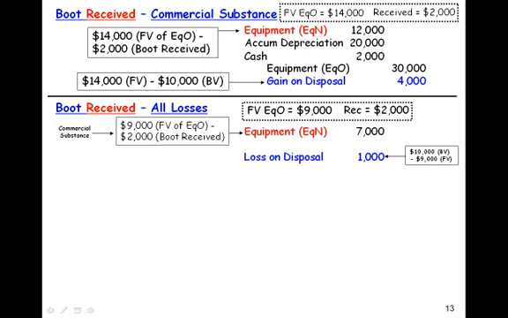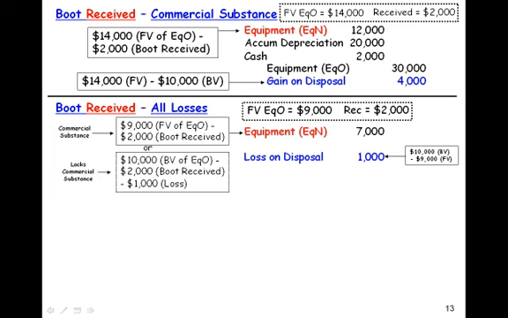If the exchange has commercial substance, the new equipment is recorded at the fair value of the old equipment minus the boot received. If the exchange lacks commercial substance, the new equipment is recorded at the book value of the old equipment minus the boot received and minus the loss recognized, and the remainder of the entry is the same.